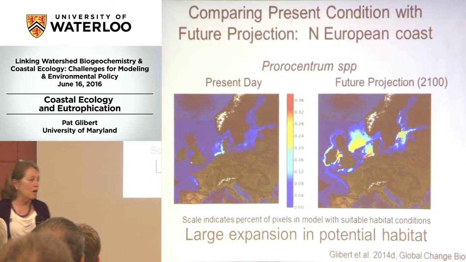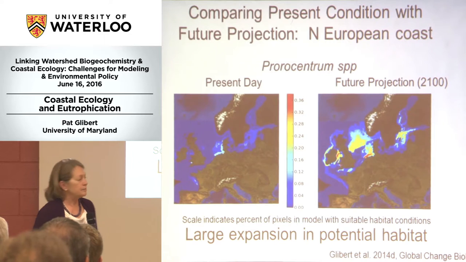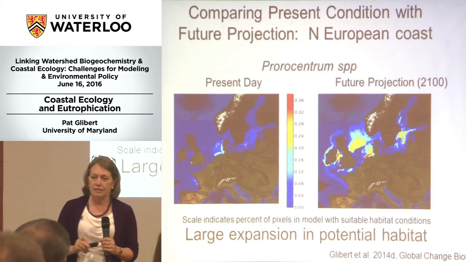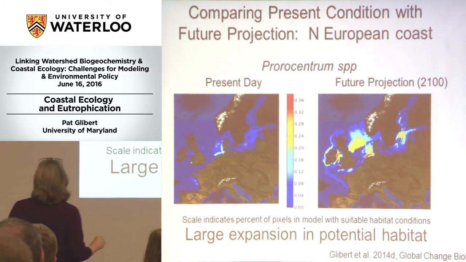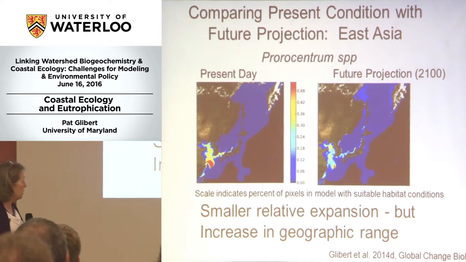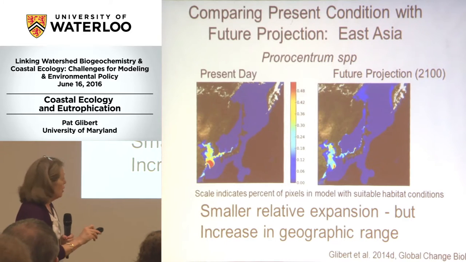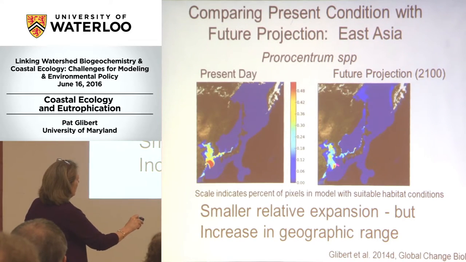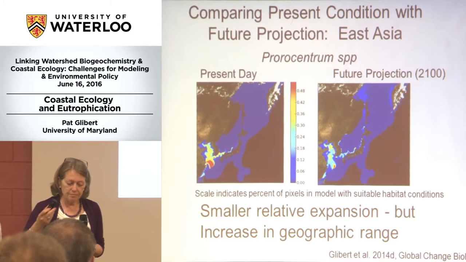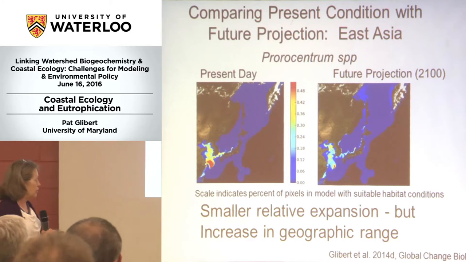Here's our projection for 100 years out for habitat suitability for Prorocentrum in the northern European coast. We see this huge potential increase in habitat suitability for HABs. For the East Asia situation, we don't have as big a range increase, but we also see this northern expansion. And this is all area where aquaculture is either present or being considered. So it's a smaller relative expansion, but an increase in geographic range.